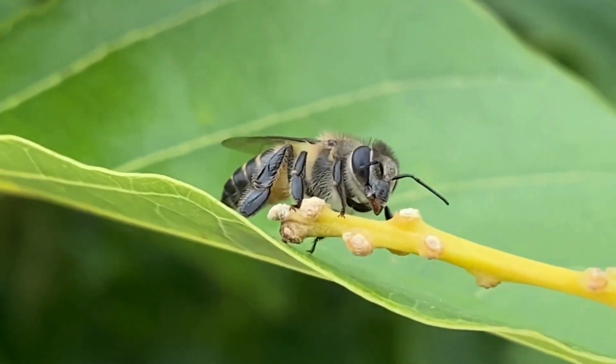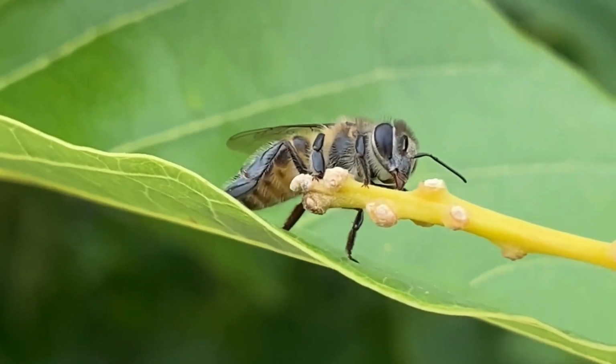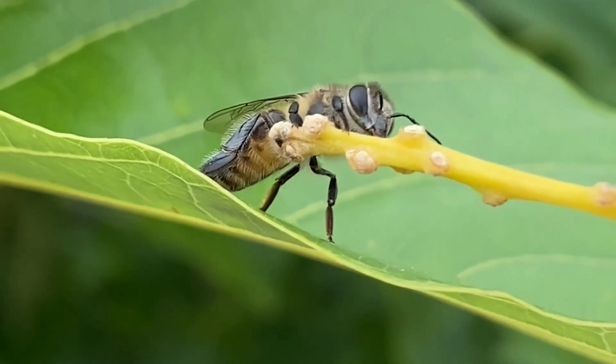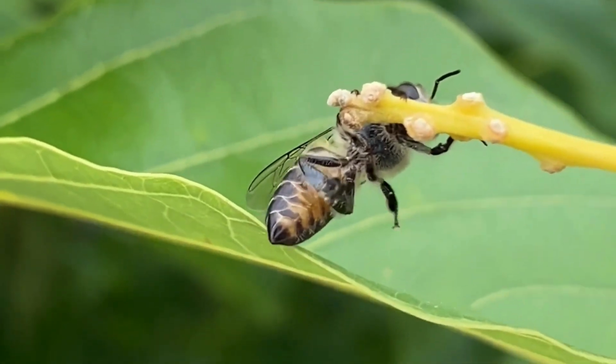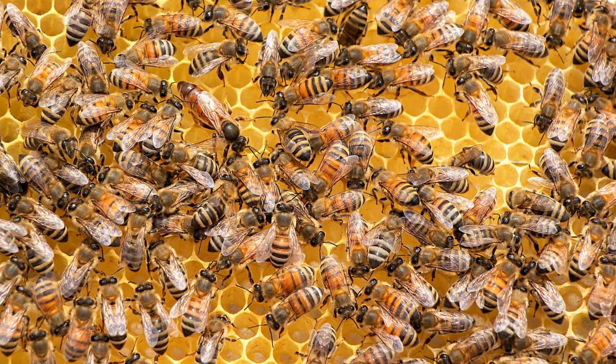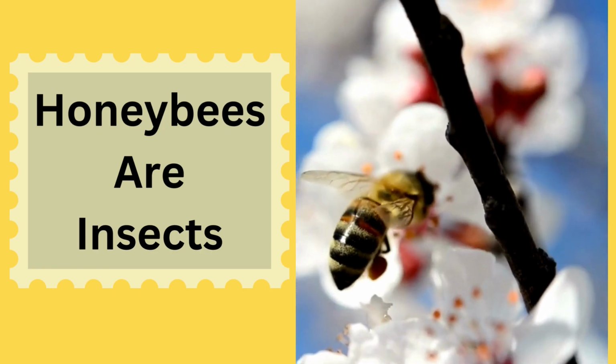Each field bee fills its crop with nectar and brings it back to the nest or hive. It then passes the nectar to the nurse bee, which turns the nectar into honey. Honey and pollen are stored in wax cells and are fed to the larva. Honey is filled with rich proteins, vitamins, and sugars made from honeybees. Honeybees are insects.